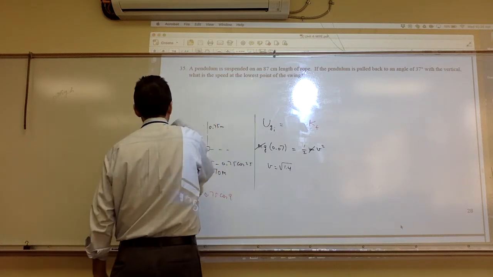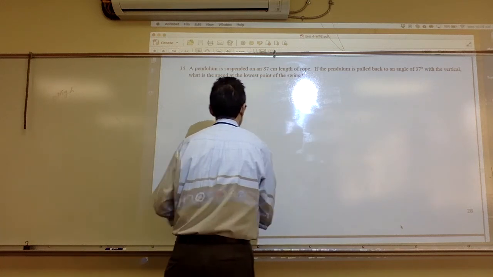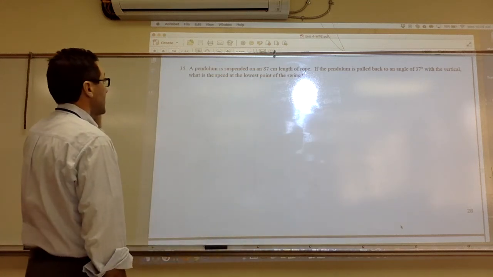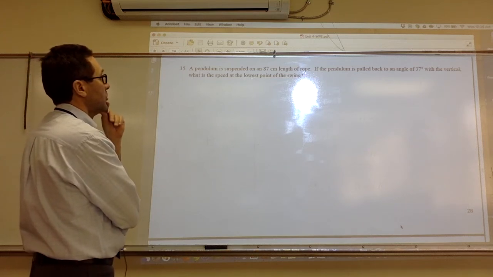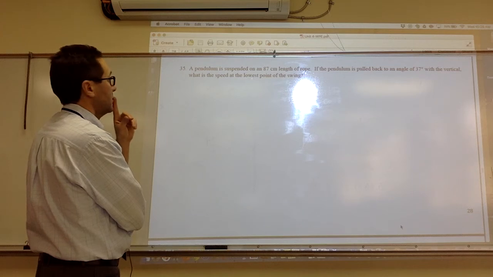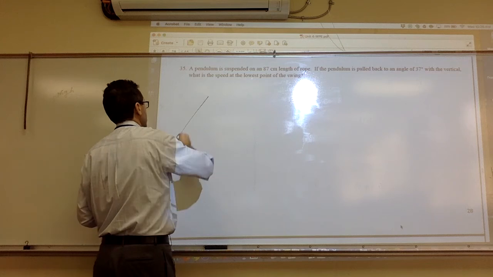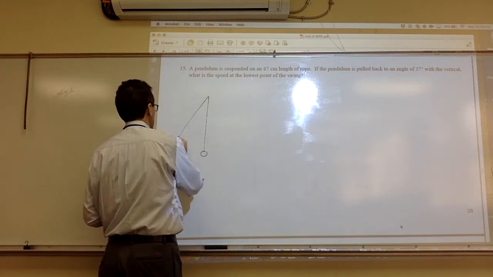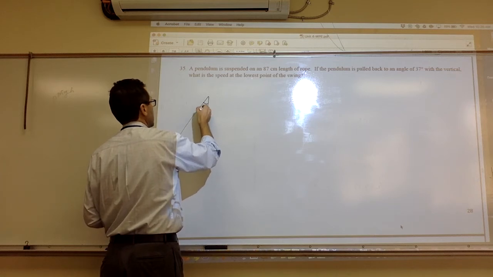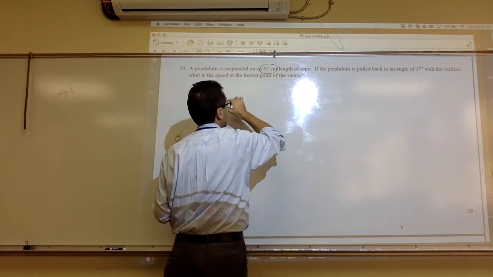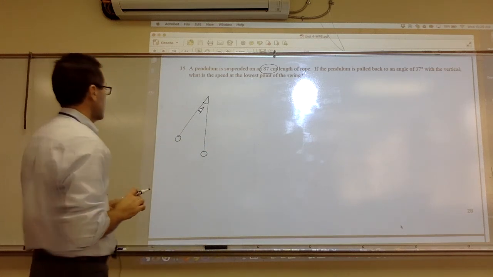All right, let's look at number 35. A pendulum is suspended on an 87 centimeter length of rope. If the pendulum is pulled back to an angle of 37 degrees with the vertical, what is the speed at the lowest point? So I'm going to go quick with this one because we just did something similar before. So this angle is 37 degrees. You just have to pay attention to the units here. If they don't give you the mass, it's most likely going to cross out somewhere.